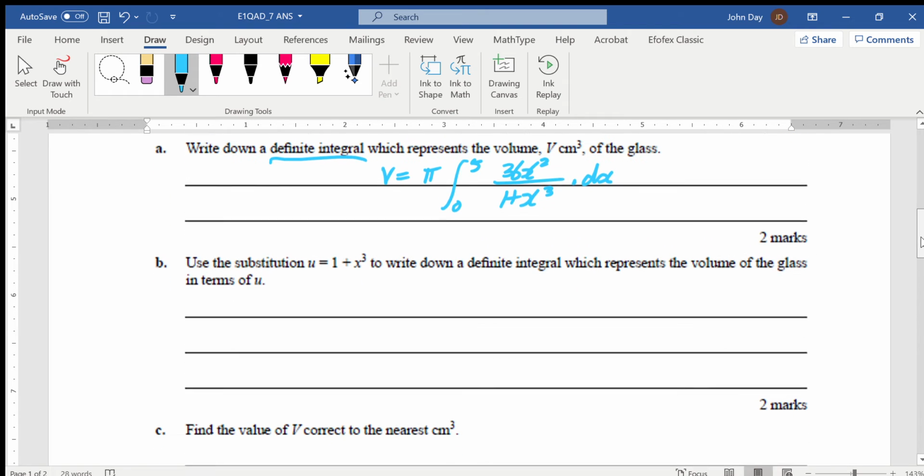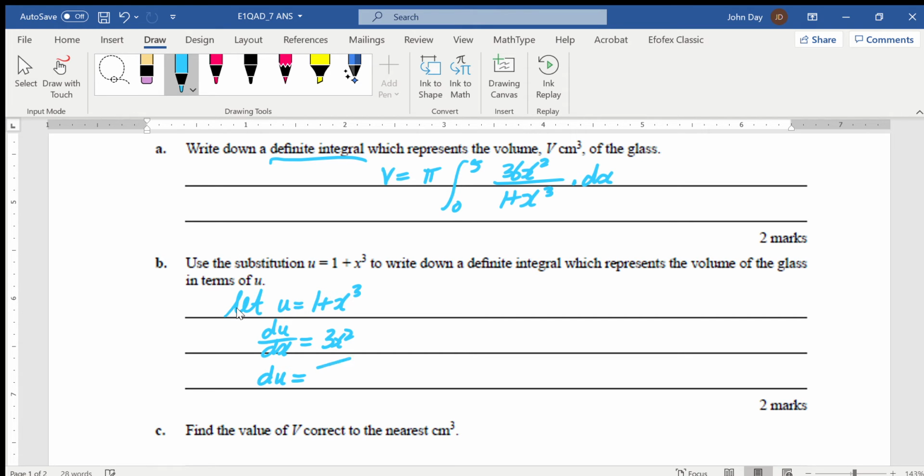Use the substitution u equals 1 plus x cubed to write down a definite integral which represents the volume of the glass in terms of u. All right, since we're told to do that, let u equal 1 plus x cubed, du dx equals 3x squared. So I can put a du wherever I see 3x squared dx. When x equals 0, u equals 1. When x equals 5, u equals 5 cubed, 125 plus 1, 126.